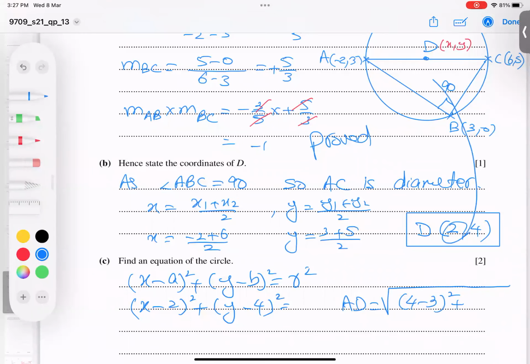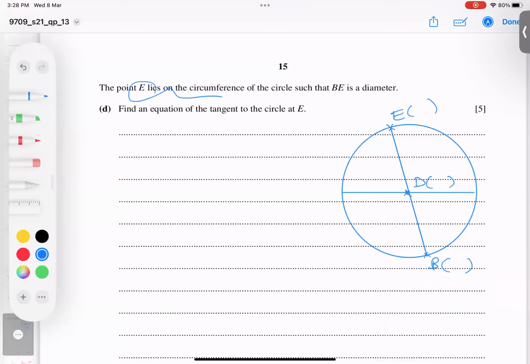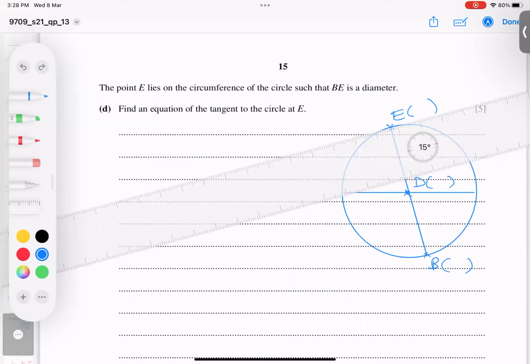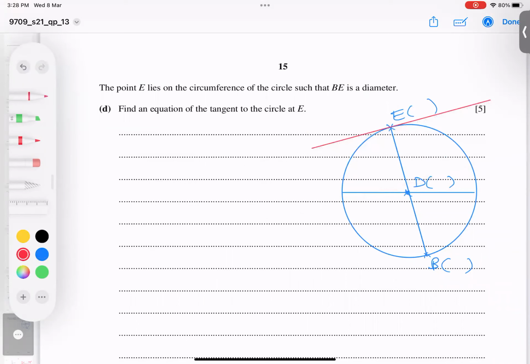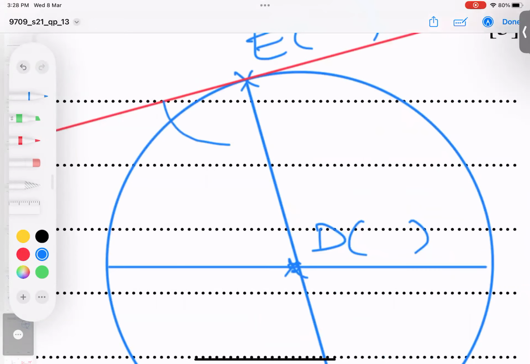And E is here. You know what it said? Read the statement, please. E lies on the circumference, meaning on the edge of the circle, such that B is a diameter. It means if a line goes to B and extends, it will go there. It's called the diameter. And this tangent I'm looking for, the equation of the tangent I'm looking for. So I believe the point is very clear on how to get it. And this angle for sure is 90 degrees.